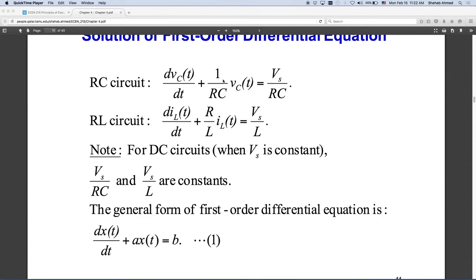this. A for an RC circuit is 1 over RC. A for an RL circuit is R over L. B is Vs over RC for the RC circuit. B is Vs over L for the RL circuit.